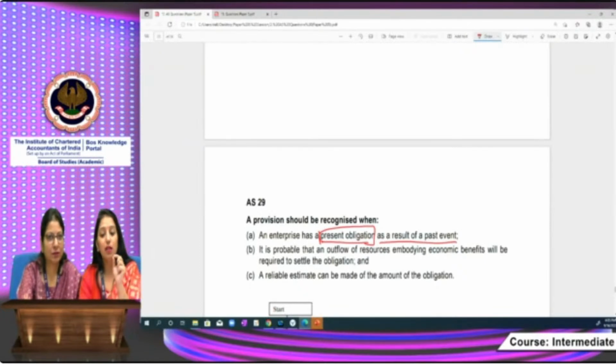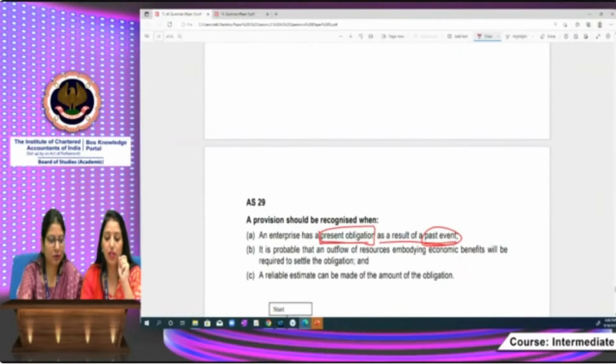सबसे पहले इस प्रोविजन के जितने भी पॉइंट्स हैं ये सब पॉइंट्स आपको ध्यान से पढ़ने हैं, बिकॉज आपकी जजमेंट इसी के ऊपर डिपेंड करेगी. Present obligation on the basis of the past event. Read these sentences very carefully and learn them.